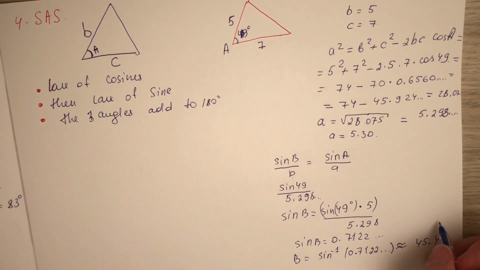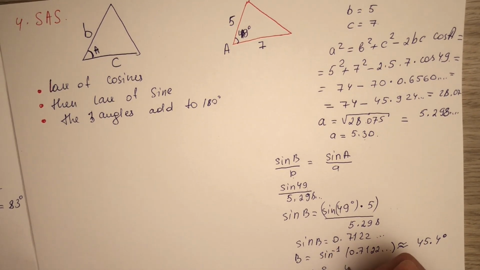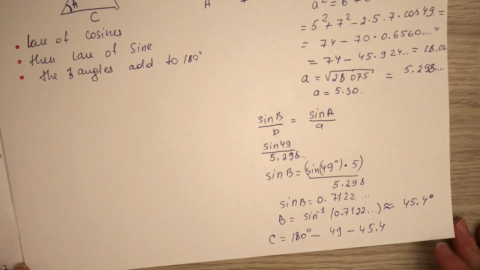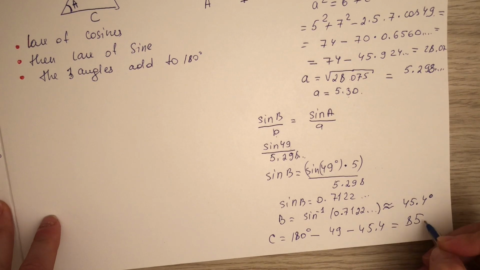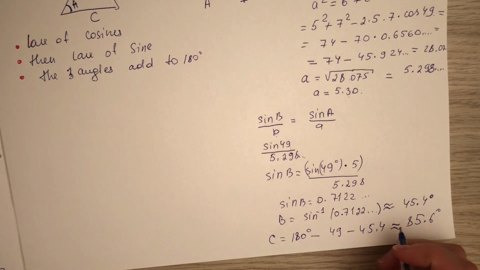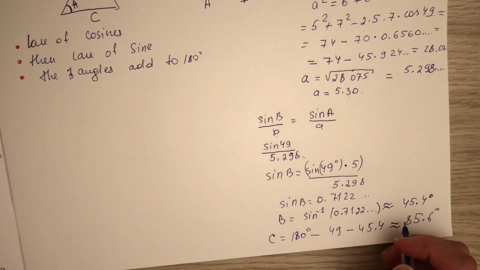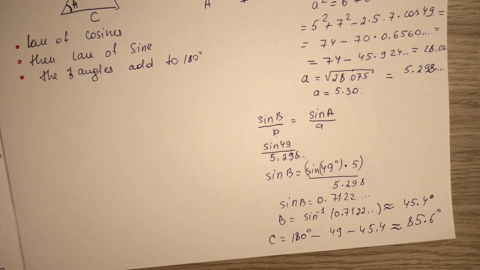Now we find angle C, which is easy using the angles of a triangle add to 180. So C is equal to 180 minus 49 minus 45.4, and this is equal to 85.6 degrees, also approximately, to one decimal place. Now we have completely solved the triangle example. So we have found all its angles and sides.